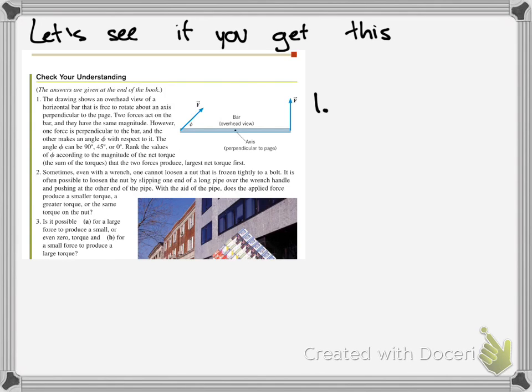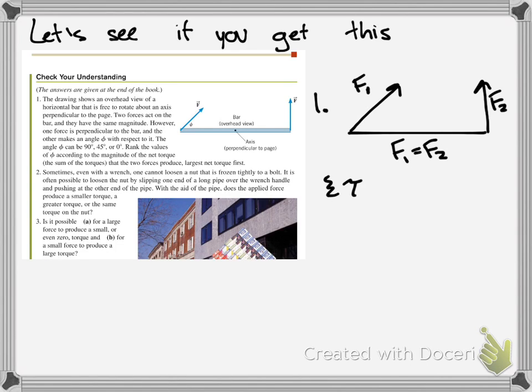Rank the values of theta according to the magnitude of the net torque that the two forces produce, putting the largest net torque first. Okay, so first thing you have to do is just draw it out. Even if you have the drawing there, just draw it out, because it just helps me to see it in my mind. Okay, the next thing you want to do is write down the equation of net torque. Net torque is equal to all the torques added together, just torque 1 plus torque 2.